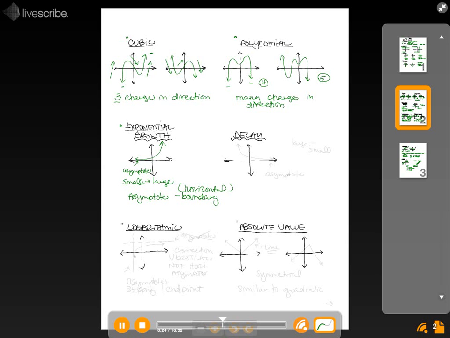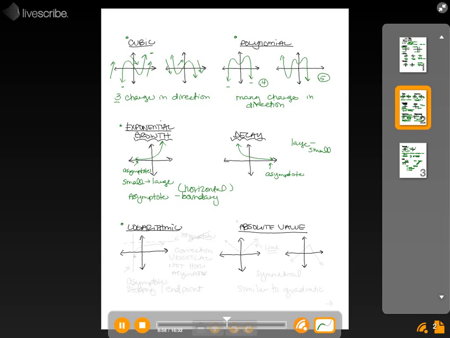Decay is the opposite. It starts out large and then gets smaller very quickly. So we'd start out large and it would get smaller very quickly. The asymptote in this graph is the same. It's still the x-axis, the y equals 0 line. The graph is going to get closer and closer and closer to that, and it's never going to cross it. So it's the boundary the graph can never cross. And that's exponential growth and exponential decay.